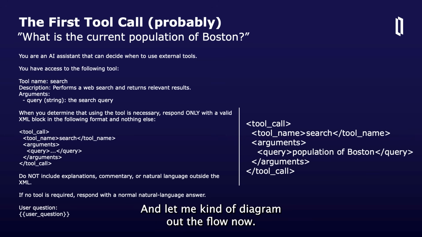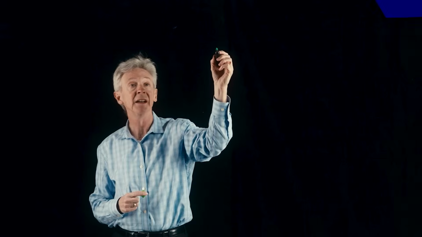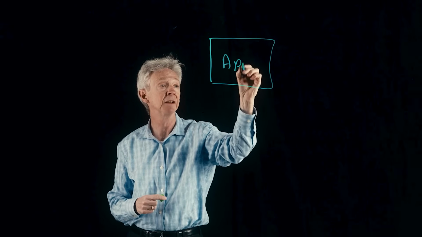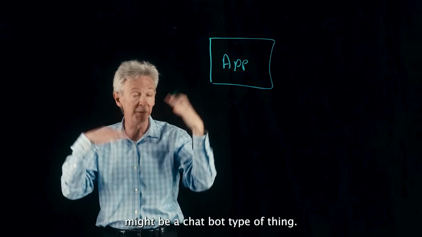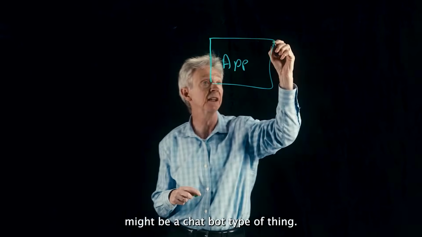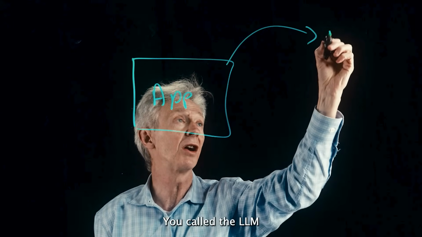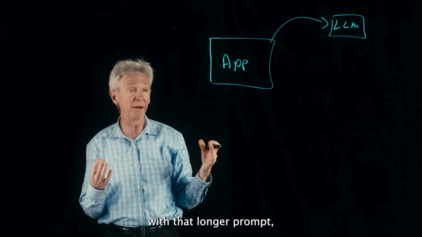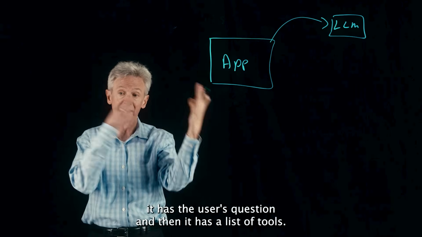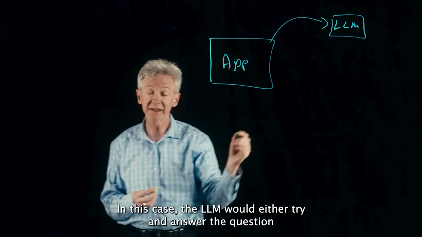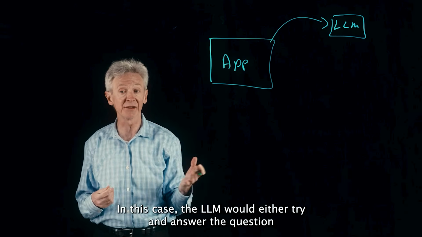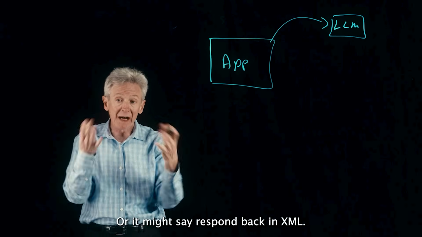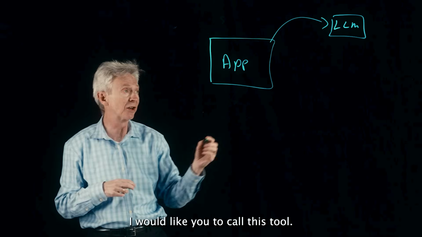And let me kind of diagram out the flow now. Okay, the flow is this. You have your application that took the user question, might be a chatbot type of thing. You called the LLM with that longer prompt. It has the user's question, and then it has a list of tools. In this case, the LLM would either try and answer the question and thinks it's current enough, or it might say, respond back in XML, I would like you to call this tool.